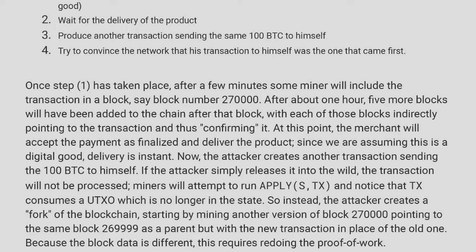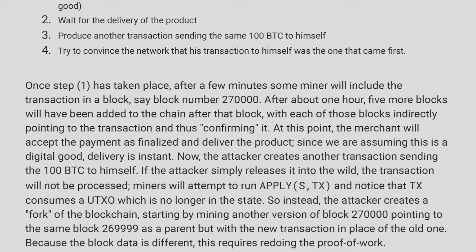Once step 1 has taken place, after a few minutes, some miner will include the transaction in a block, say block number 270,000. After about 1 hour, 5 more blocks will have been added to the chain after that block, with each of those blocks indirectly pointing to the transaction and thus confirming it. At this point, the merchant will accept the payment as finalized and deliver the product. Since we are assuming this is a digital good, delivery is instant. Now, the attacker creates another transaction sending the 100 Bitcoin to himself.